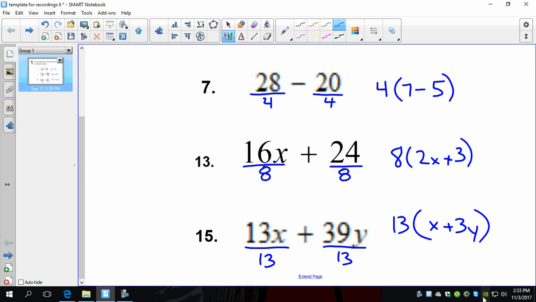Once again, this is using the distributive property. And if you want to go backwards, we can go 4 times 7 gets us 28, minus 4 times 5, which is 20. 8 times 2x gives us 16x, plus 8 times 3, which is 24. 13 times x is 13x over here. And finally, 13 times 3y would be 39y. Distributive property.